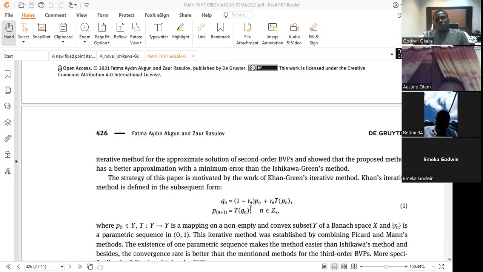The likes of Ali used BVP of order 2, but in this paper, they are considering order 3. That is another research direction, and that is a contribution. Their contribution in this case is that they have considered a higher order.